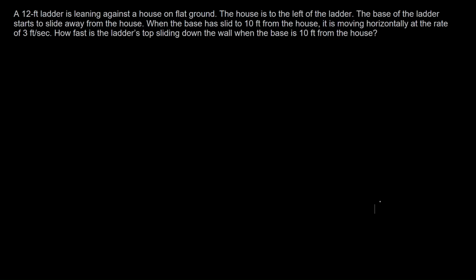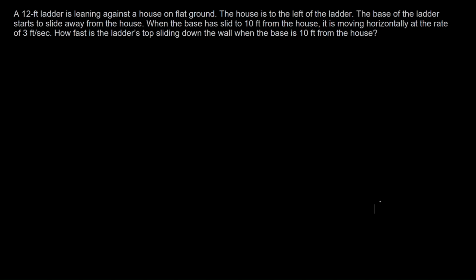A 12-foot ladder is leaning against a house on flat ground. The house is to the left of the ladder. The base of the ladder starts to slide away from the house. When the base has slid to 10 feet from the house, it is moving horizontally at a rate of 3 feet per second. How fast is the ladder's top sliding down the wall when the base is 10 feet from the house?